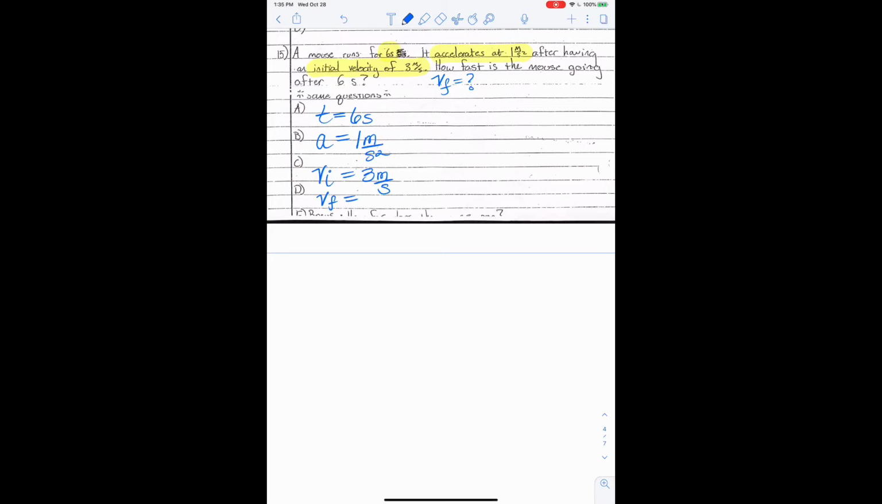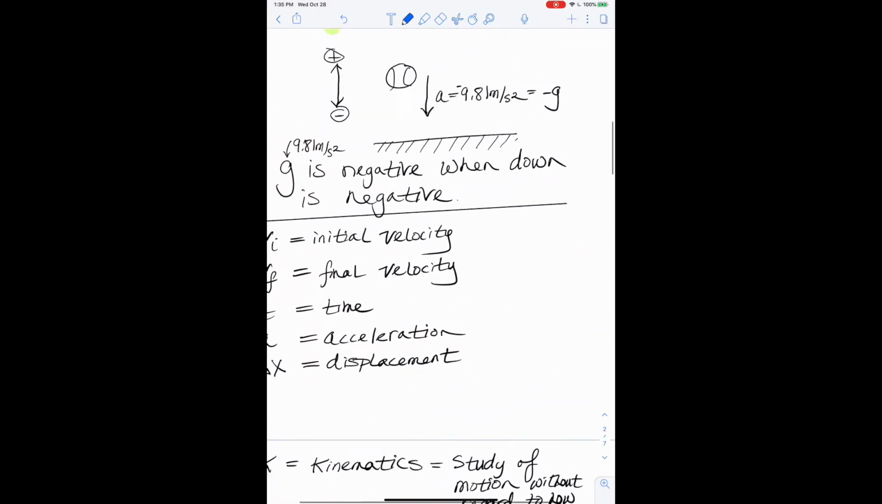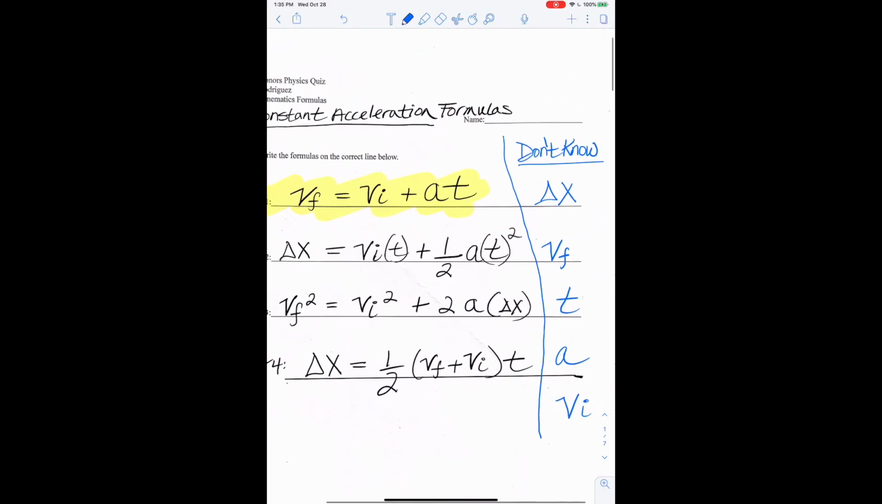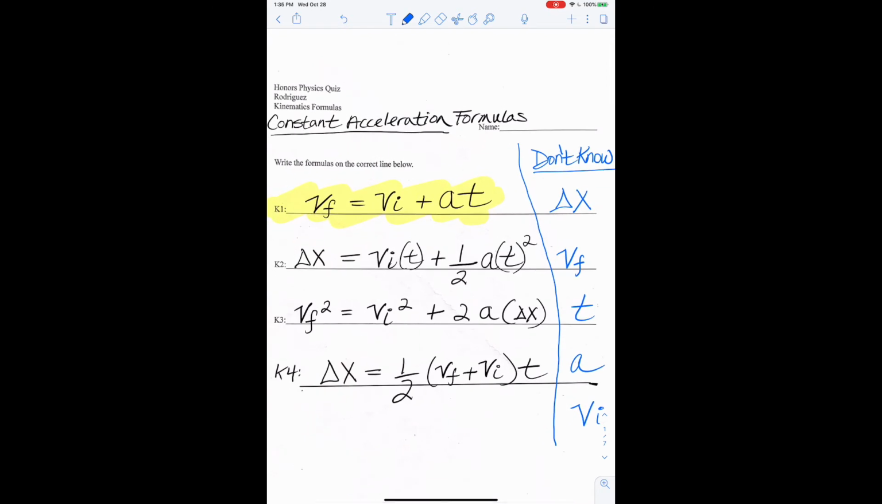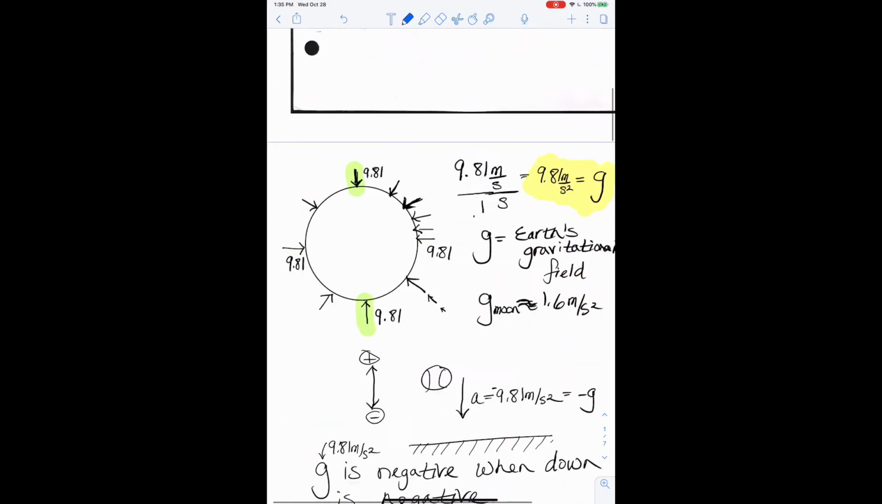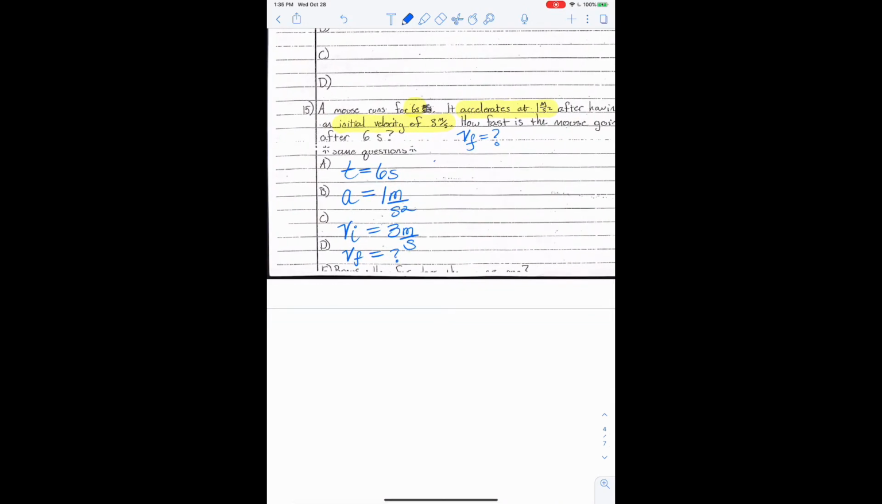So we want a K formula that doesn't have anything to do with delta X, but will get us VF. So it shouldn't have delta X in it. Let's go up and look. Which formula does not have delta X? And that would be K1. So K1 is going to allow us to find VF using VI, A, and T. So we're going to come back down here and write K1 out. Always write it out. This is how I memorize my formulas, is that I'm always writing them out. There's no real trick to it, just repetition, and eventually you'll remember them.